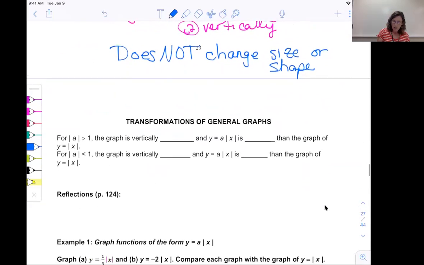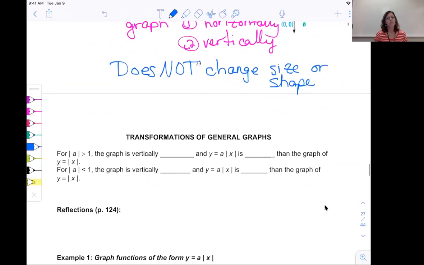The last thing that we can also do with a graph is change its size. That's just a transformation. It's not a translation. So translation, think like it's translating its graph. It's moving or sliding its graph or its vertex.